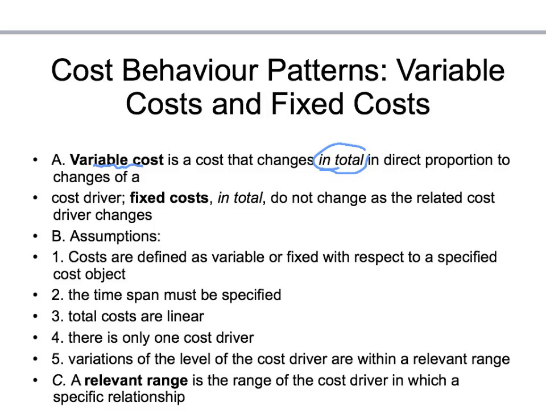So if my cost object is the manufacture of one desk and the amount of wood that goes into one desk is $50, well, if I produce 2 desks, what would be the total cost of wood? Well, you would say 100. Therefore, wood would be a variable cost because, you see, it doubled when production doubled. So it changed in total, it went from 50 to 100, in direct proportion to changes in the cost object. The cost object was driving the cost. If I did 10 desks, then the total cost for wood would be 10 times 50.